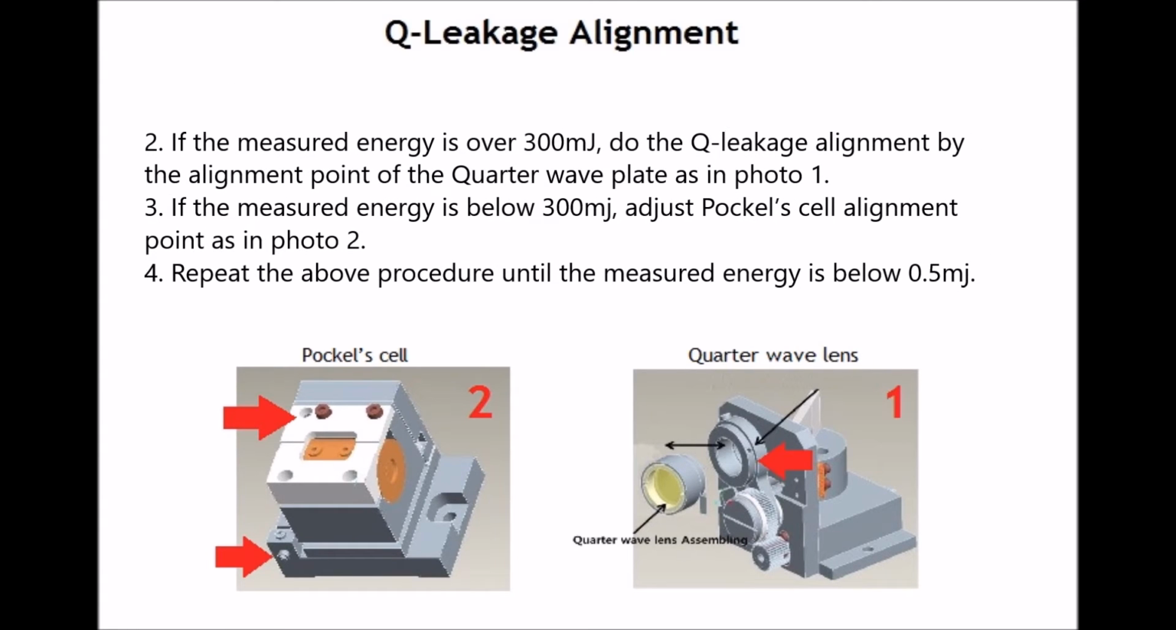2. If the measured energy is over 300 millijoule, do the leakage alignment by the alignment point of the quarter wave plate as in photo 1. 3. If the measured energy is below 300 millijoule, adjust Pockels cells alignment point as in photo 2. 4. Repeat the above procedure until the measured energy is below half millijoule.